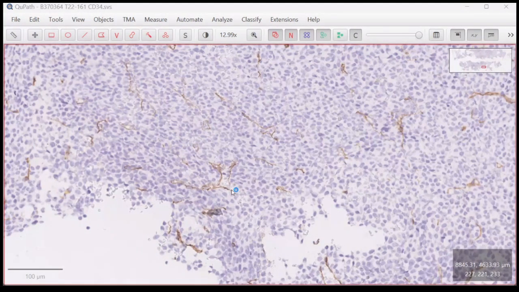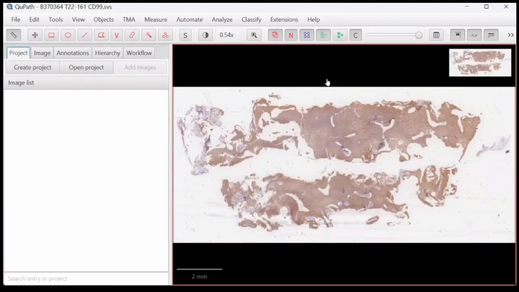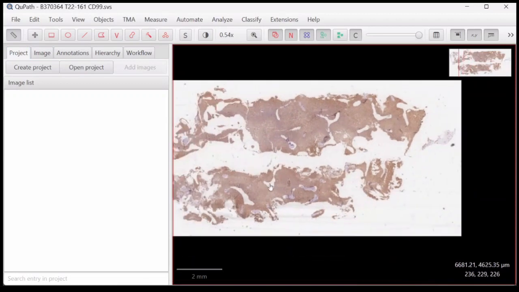Sorry, Dr. Ahmad. This is CD34 from the slide. Sorry. Sid, also CA.